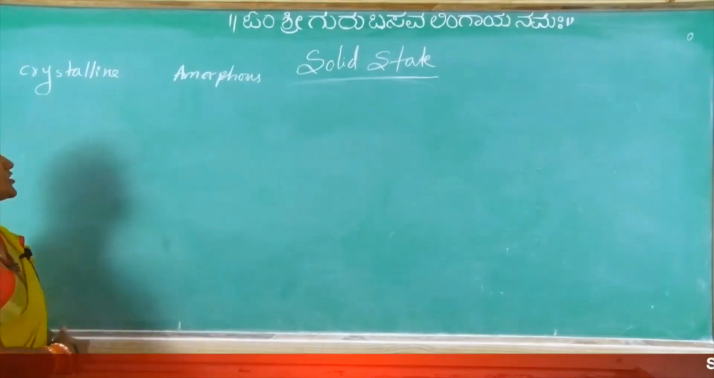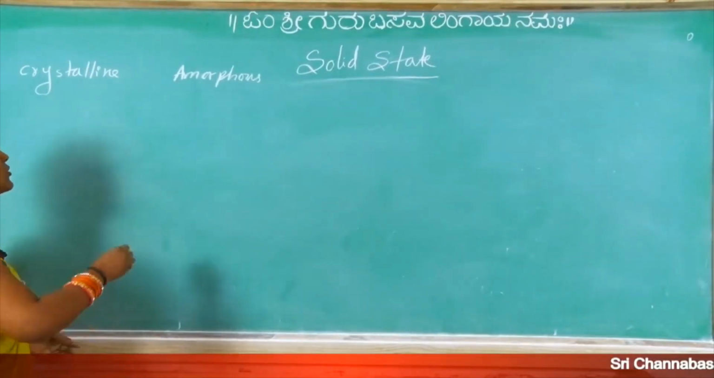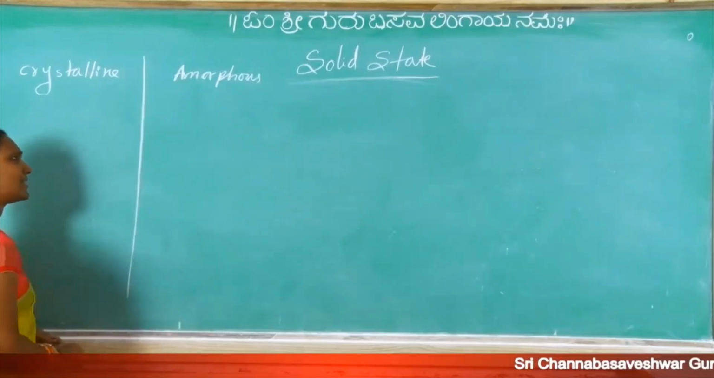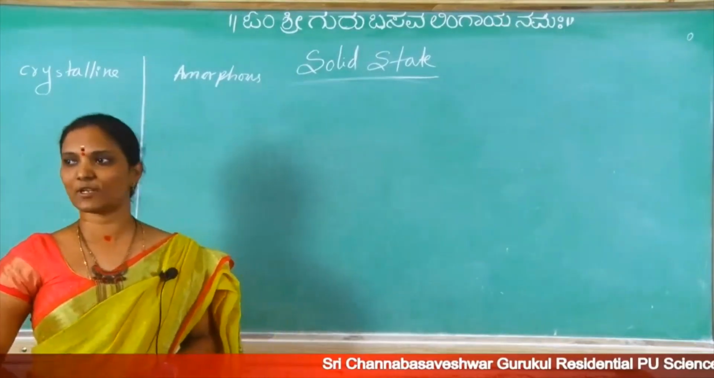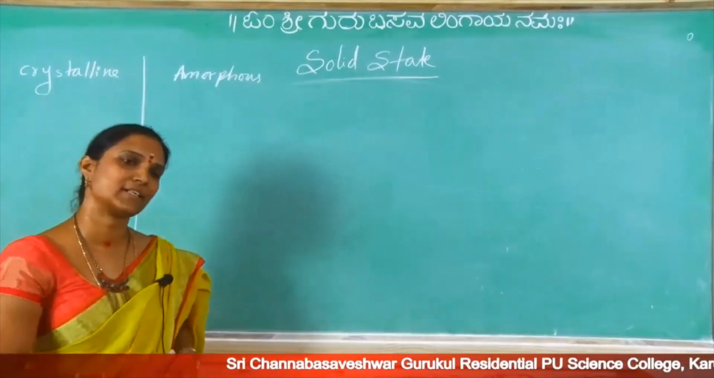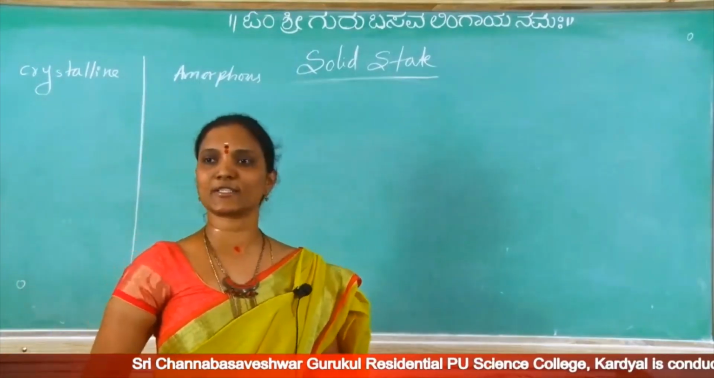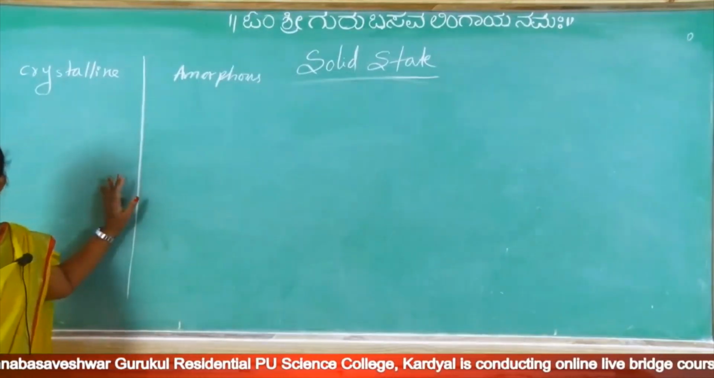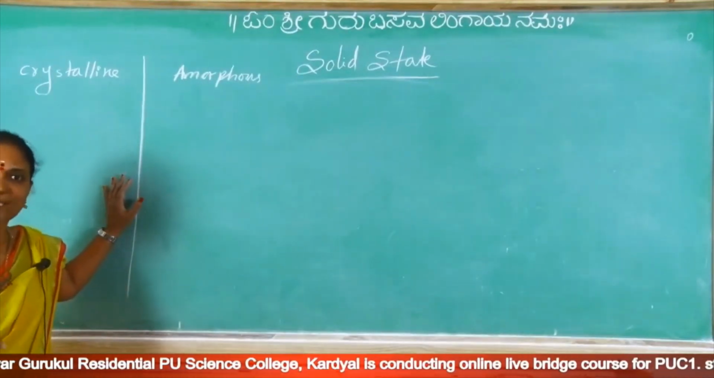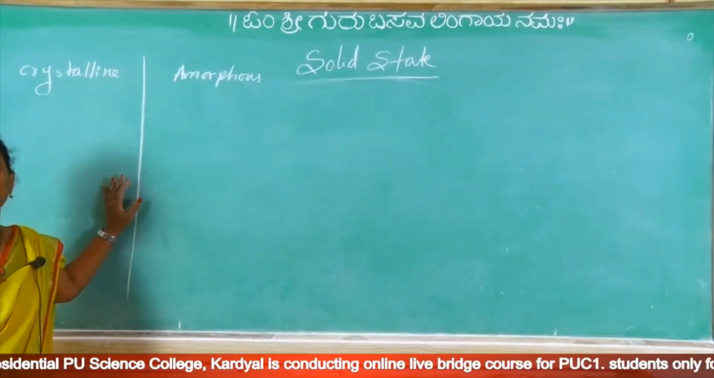Crystalline solids and amorphous solids. What are the characteristics? Nothing but differences between crystalline solids and amorphous solids. So what are the characteristics of crystalline solids and what are the characteristics of amorphous solids? Many points are there, many differences, but each point we should first understand, then we can learn that easily.